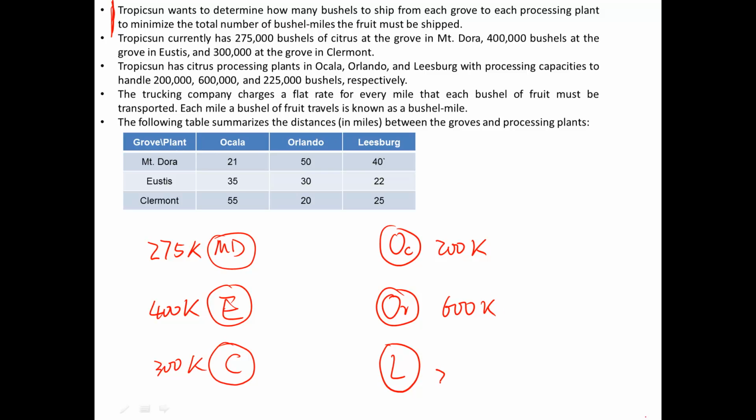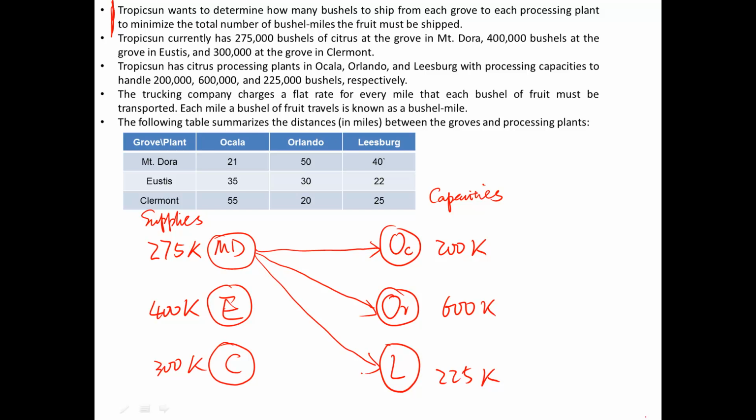Okay, 225. Okay, so these are capacity, and these are supplies. And just now we said we need to determine, okay, how many bushels to ship from Mandora to Ocala, and how many to ship from Mandora to Orlando, and how many to ship to Leesburg.